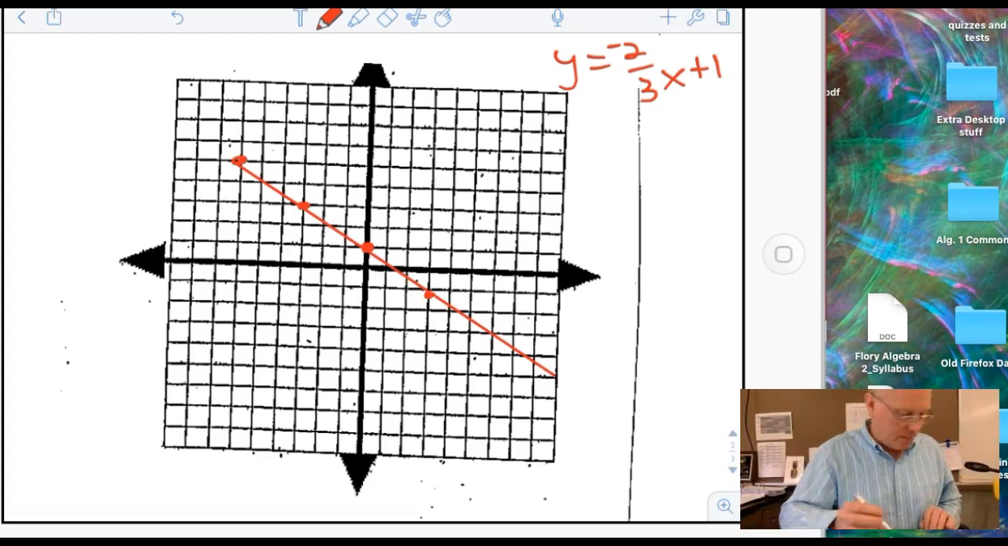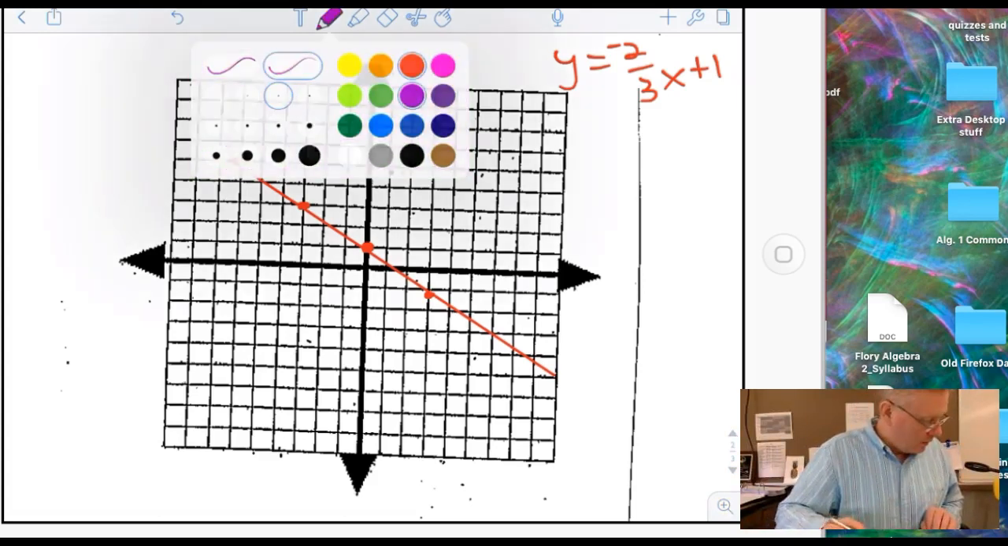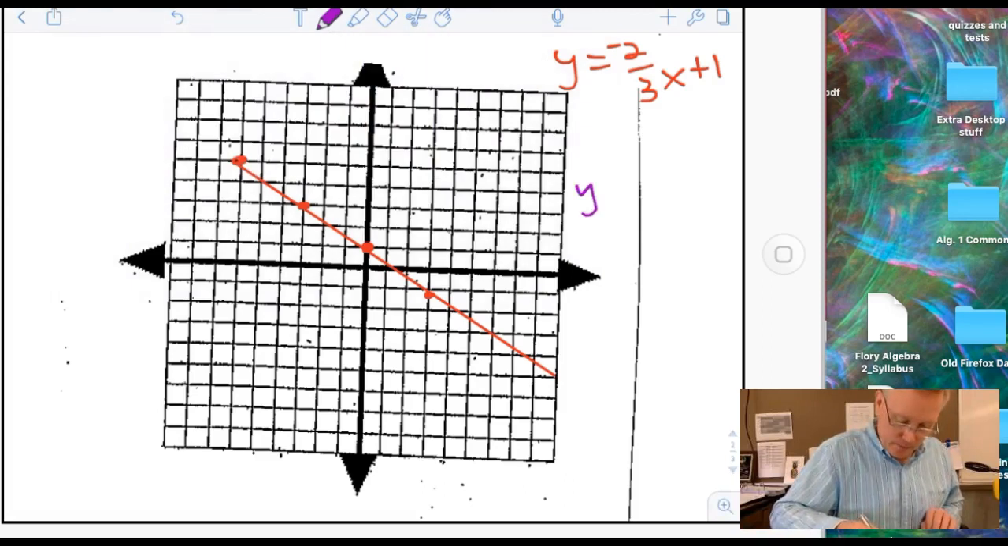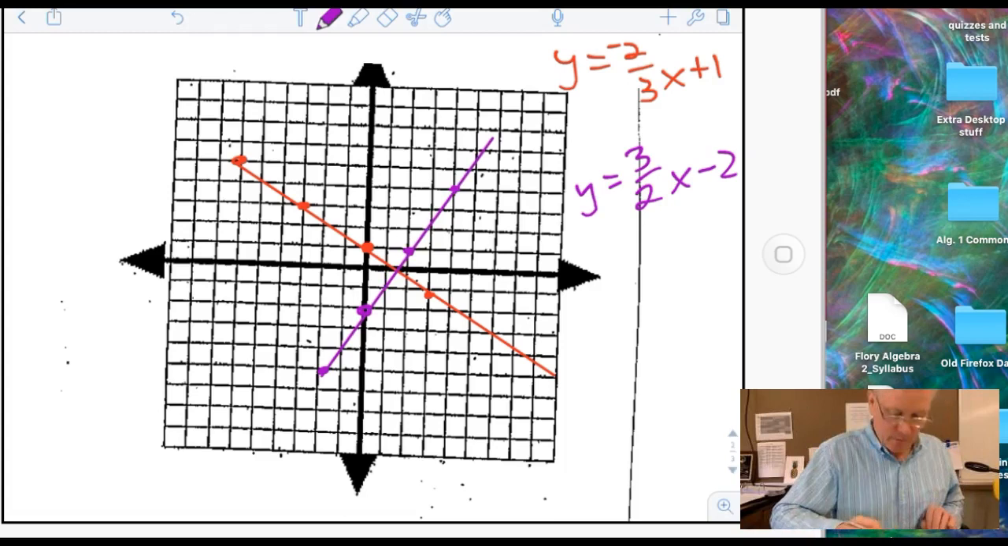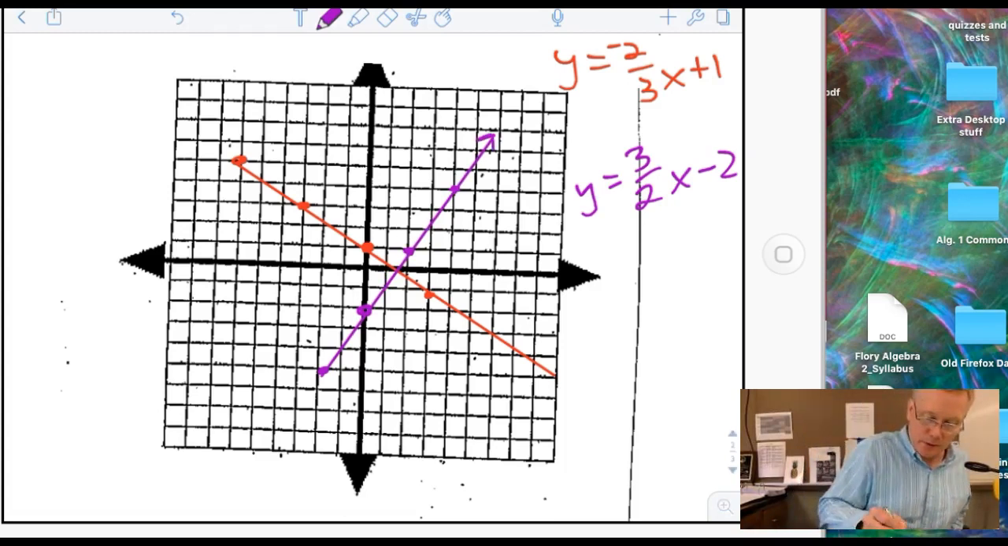Okay, so there's that line. The other line, I'm going to change colors to make the other one purple, is y equals 3 over 2x, minus 2 I said, so minus 2 is the y-intercept. And then I got a slope of up 3 over 2, up 3 over 2, up 3 over 2. Okay, so that's what perpendicular lines look like.